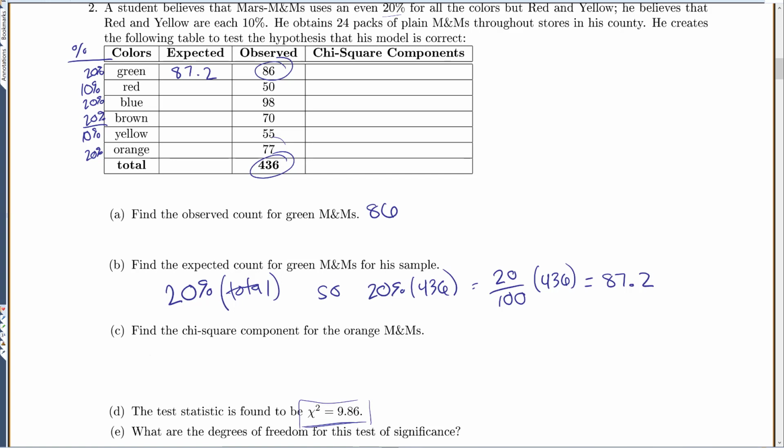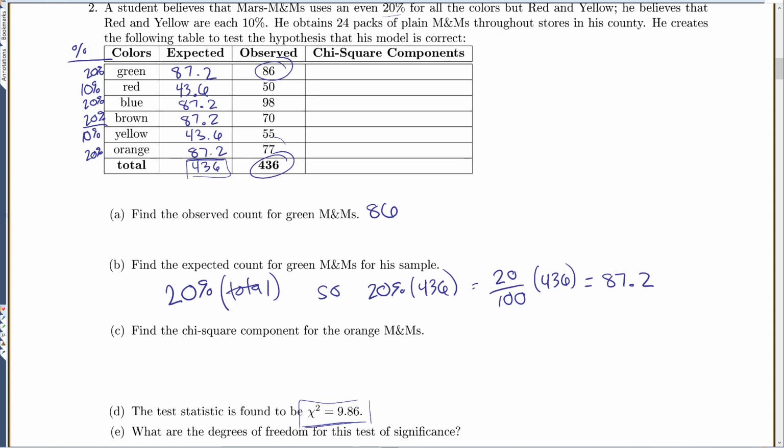So like if I want to do red, I would do 10 divided by 100 times my grand total of 436. That should give me 43.6. So I'll fill in the rest here so you can double check your work if you need to. Just to double check, add them all up; you should get something close to 436 because that was your old total. Your total should match. That's just a way to double check your work.